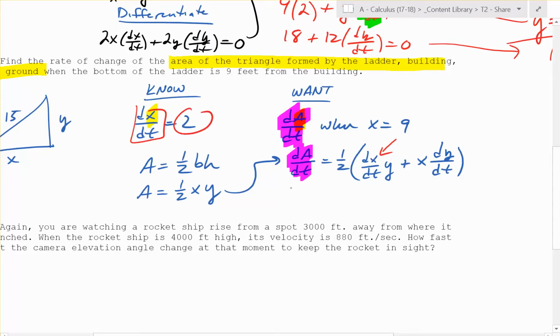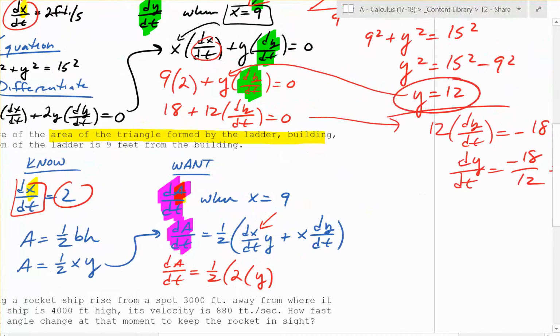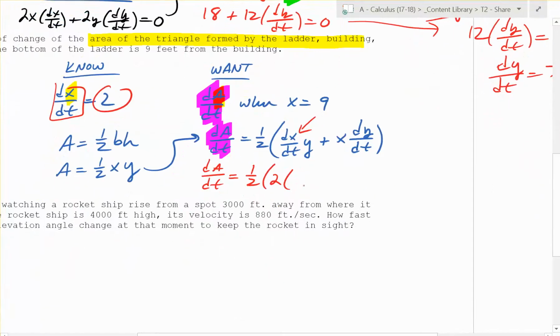We know dx/dt is 2. So now we know dA/dt is equal to 1/2 times 2 times y. And again, this was when y was equal to 12, so that's a 12 right there, and it's when x is equal to 9. Remember, it says when x is equal to 9.